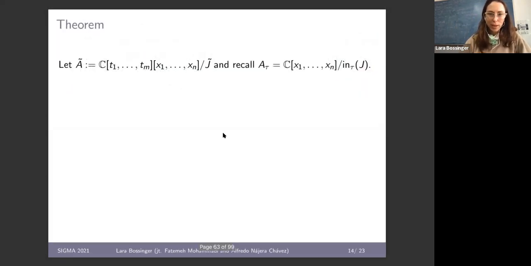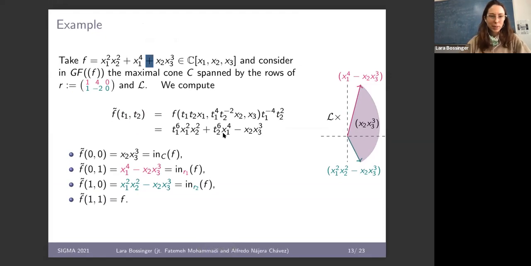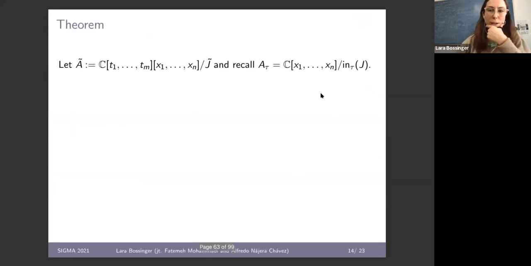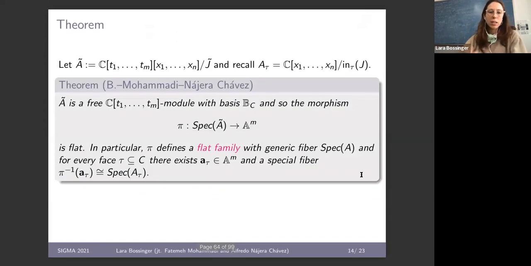Okay. Any more questions or comments about the example or the construction? Cool. Then let me move on and present the reason why we do this construction.